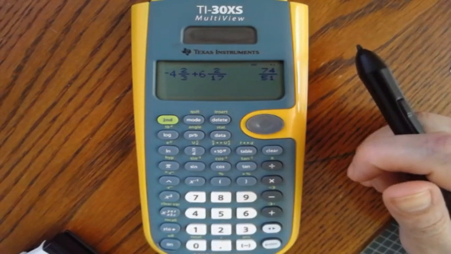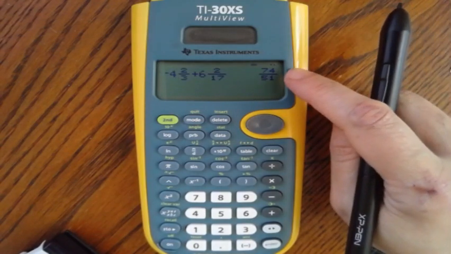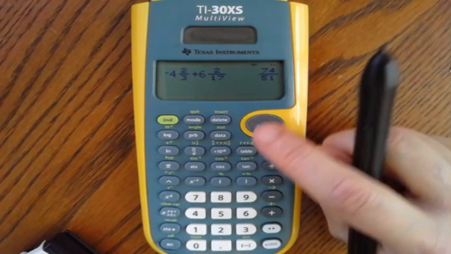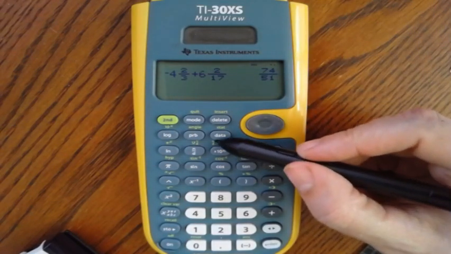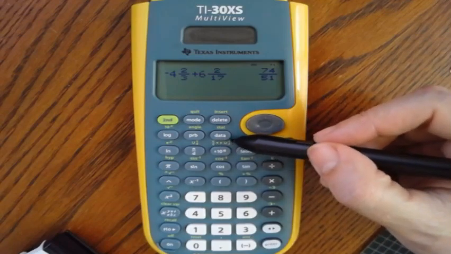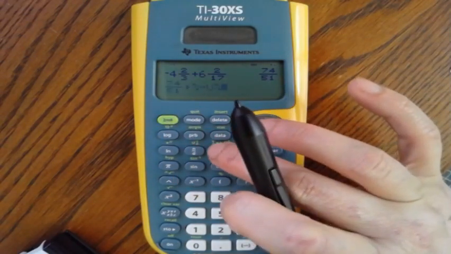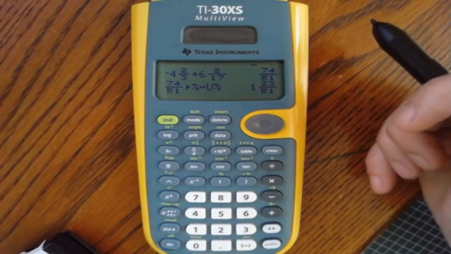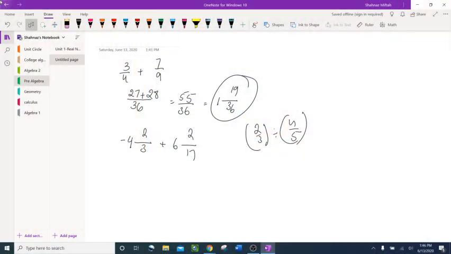Now I need my answer in mixed numbers. Because 74 is a bigger numerator, I can change this into a mixed number. How do I change it? I have to press the calculator. You see, this is a fraction, and I'm changing it into a mixed number. So I have to press this one, second and this, and enter. It's going to give me 1 23 over 51. And go back. This is what the answer is, 1 23/51. That's my answer for that one.